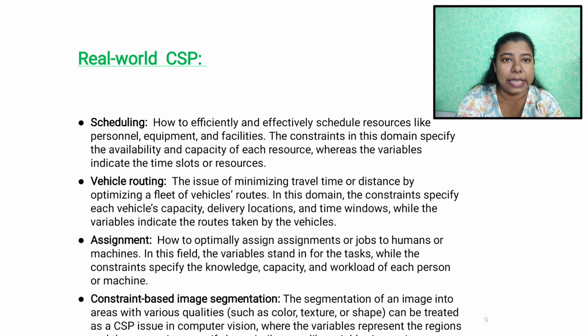Next one is assignments: how to optimally assign tasks or jobs to humans or machines or whatever. In this field, the variables are the tasks. Say the variables are V1 to V9, that means tasks are definitely the variables. We do not know how many tasks can be performed by the humans or the machines. That will be the variables. And what are the constraints? The constraints are the knowledge, the capacity, and the workload of each person or machine. So these are the real world constraint satisfaction problems that can be solved by using this algorithm.